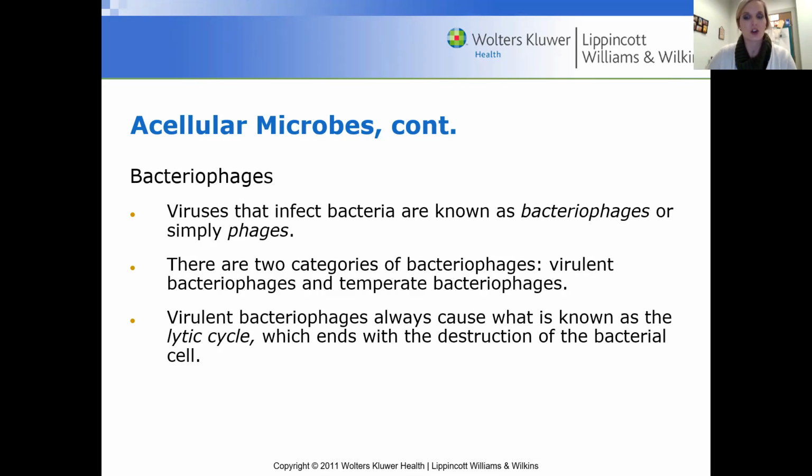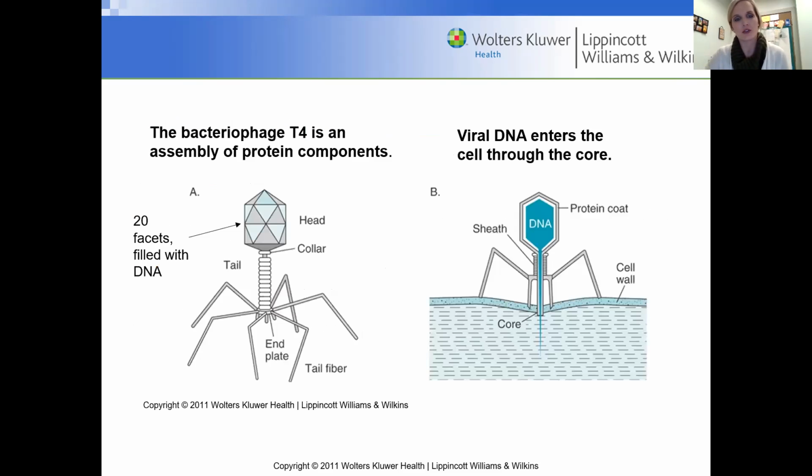Virulent bacteriophages are always going to cause what's known as the lytic cycle. Lysis in a cell is the destruction of a cell. It means it causes it to break or rupture, and it destroys it. So virulent bacteriophages are always going to kill off that bacterial cell, unfortunately, whereas temperate may or may not. That's what temperate means. Temperate may lead to that lytic cycle, but they may not. They may be able to fight off that bacteriophage. So I would know the difference between the two there.